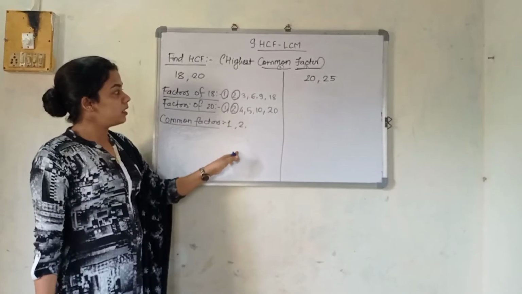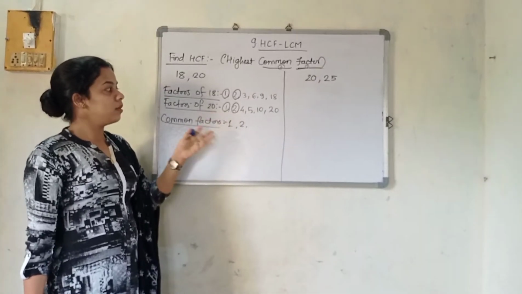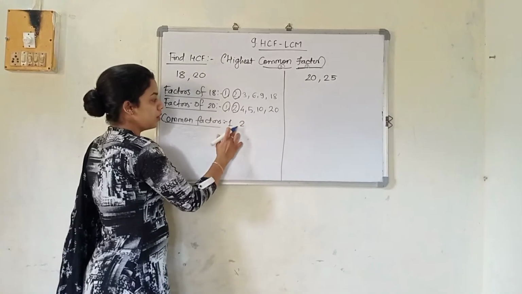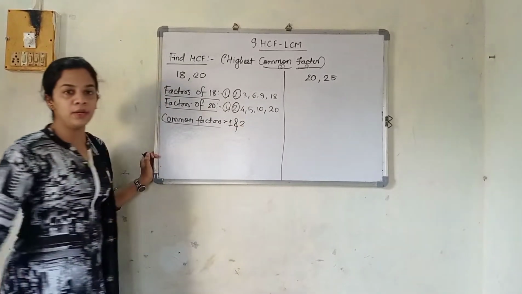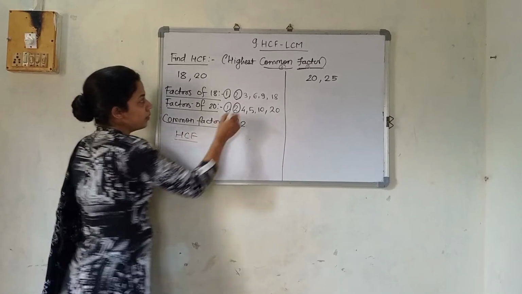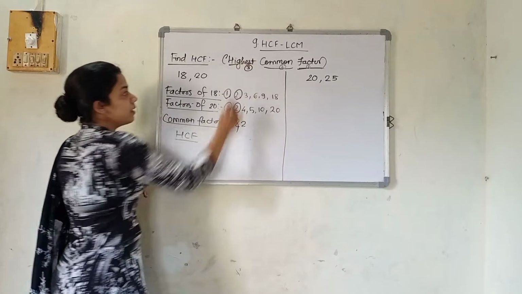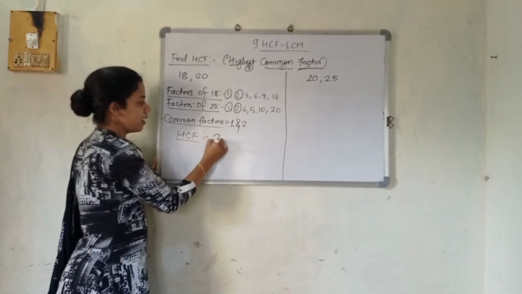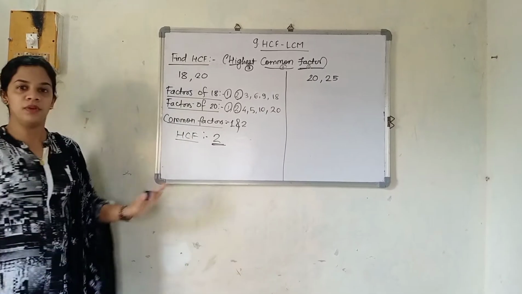Can you see any other number which is common? So we cannot see any other number. Only 2 numbers are common. So here the only common factors are 1 and 2. So which will be the highest of that? Now we are going to find our third part, that is the highest. Which is highest from 1 and 2? Yes. So highest is 2. So our HCF is 2.